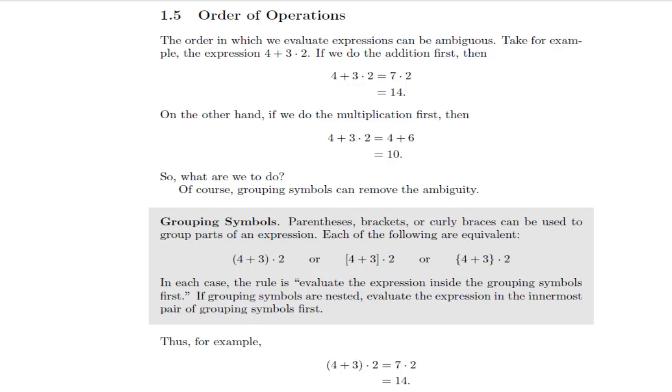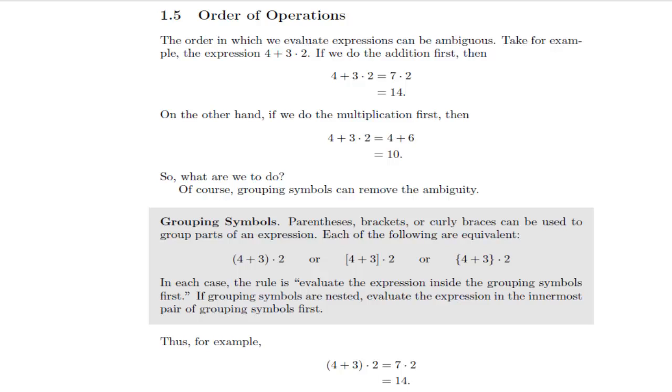The order in which we evaluate expressions can be ambiguous. Take, for example, the expression 4 plus 3 times 2. If we do the addition first, then we have 4 plus 3 equals 7, and 7 times 2 equals 14. On the other hand, if we do the multiplication first, then we have 3 times 2 equals 6, and 4 plus 6 equals 10. So, what are we to do?